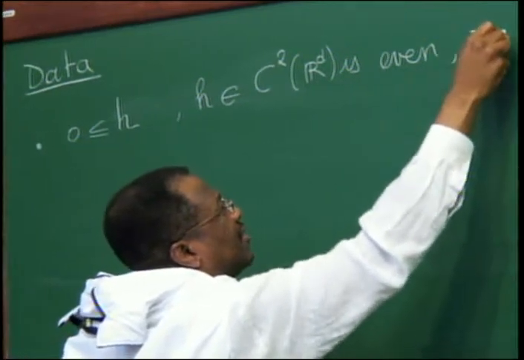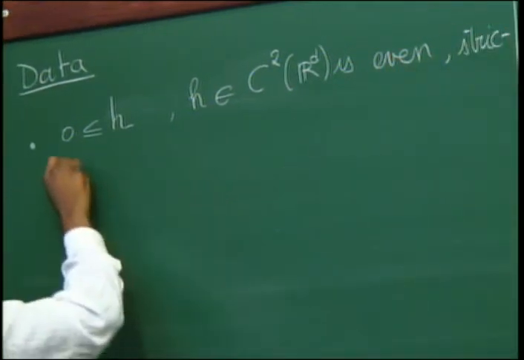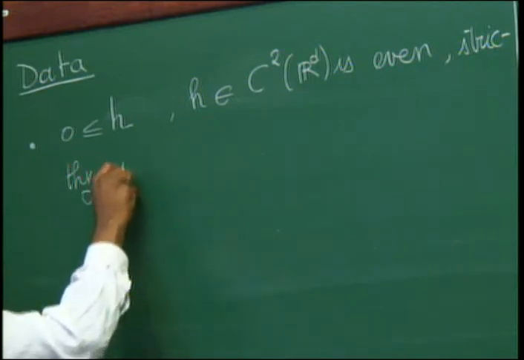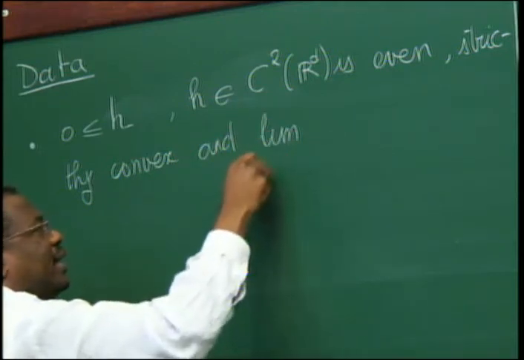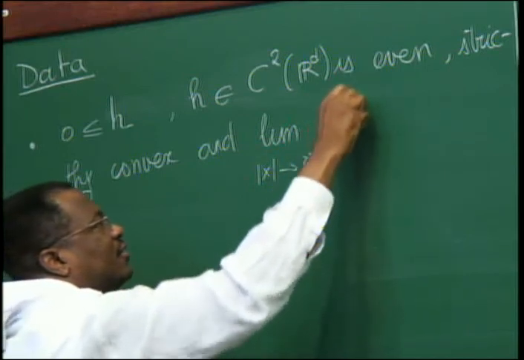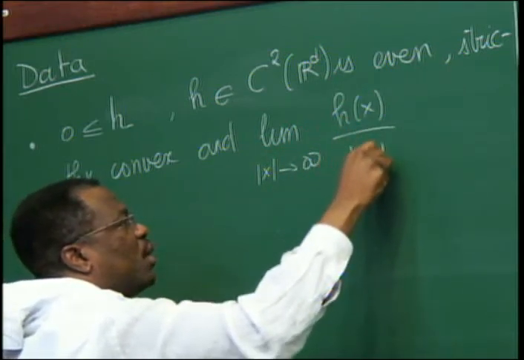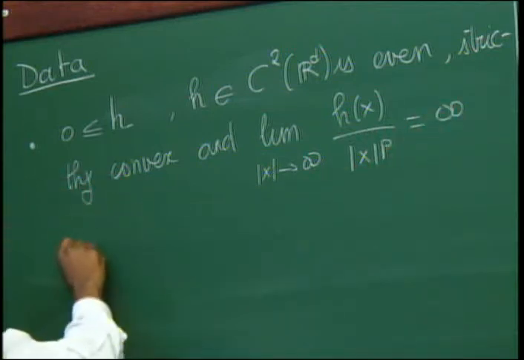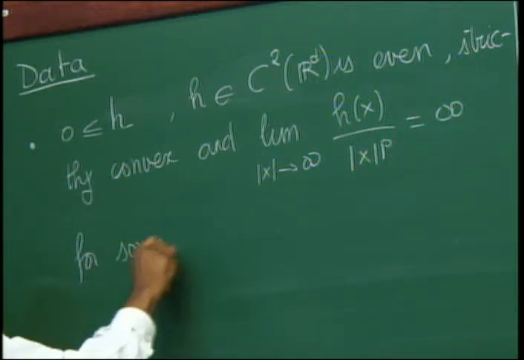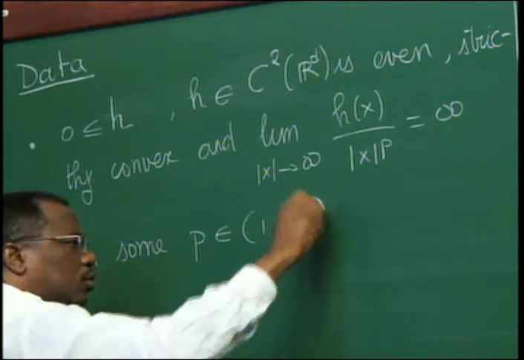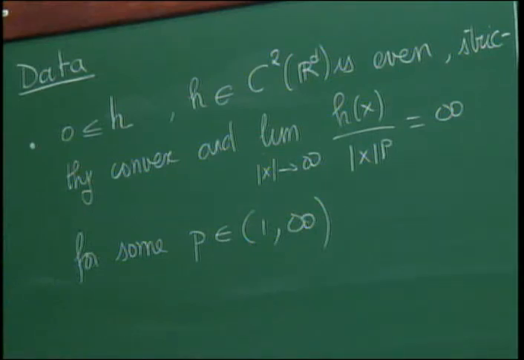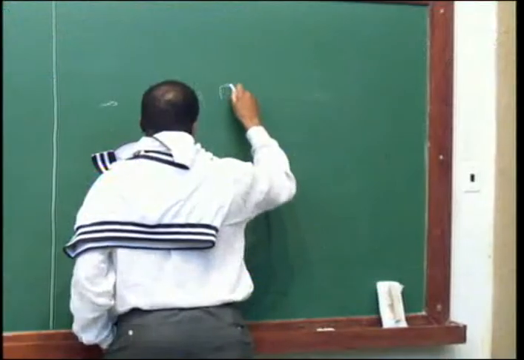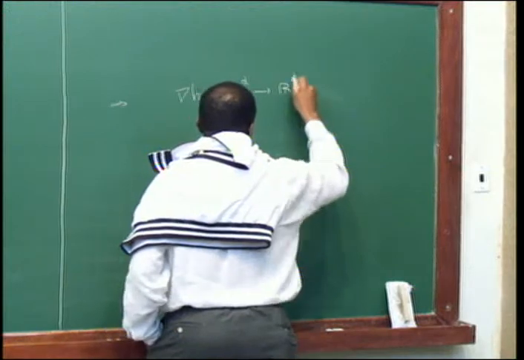strictly convex, and the limit when s goes to infinity of h(x) over s to the power p equals infinity for some p between 1 and infinity. And we saw that this condition implies that the gradient of h, from RD to RD, is a bijection.